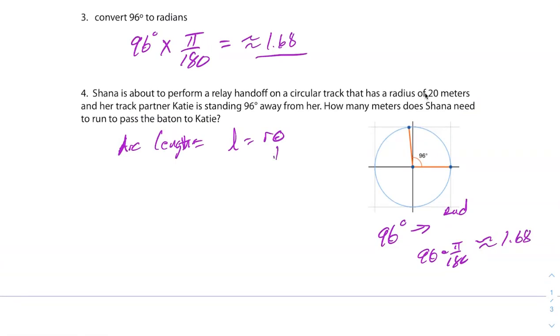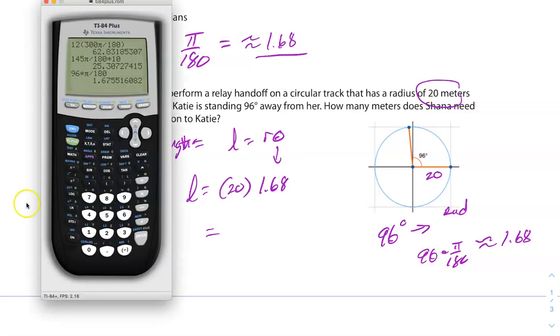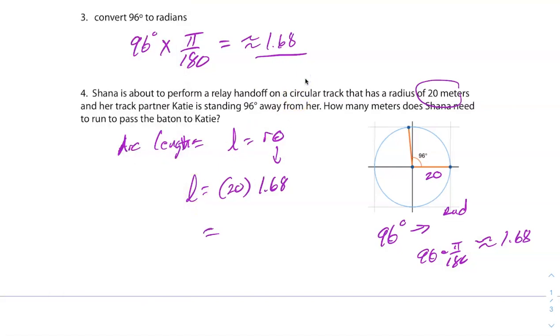So that's my theta. My radius doesn't say in the picture, but it says in the problem 20 meters. Again, it's an application problem, so I do want an answer to this. So I'm going to take my answer and multiply that by 20. So 33.5-ish, approximately 33.5 meters to run. And that's the self-quiz.